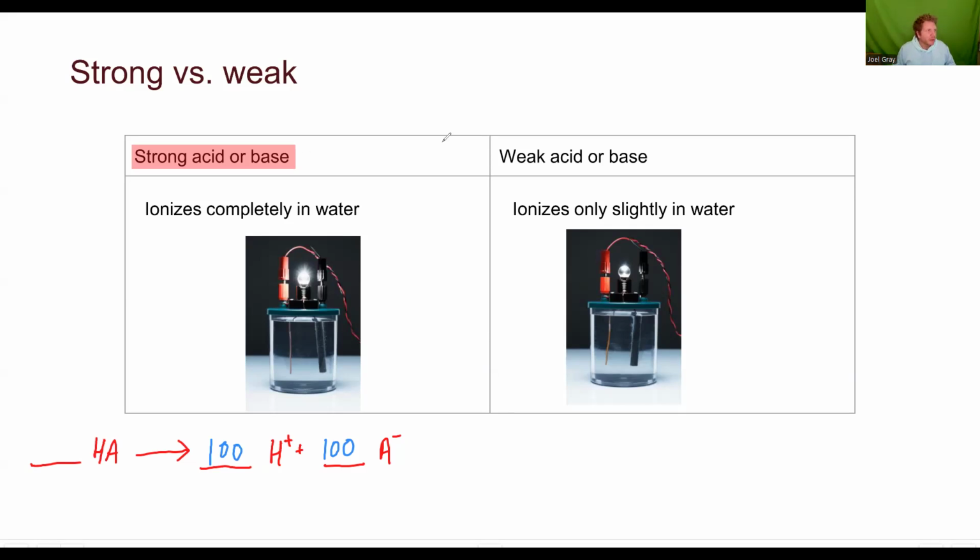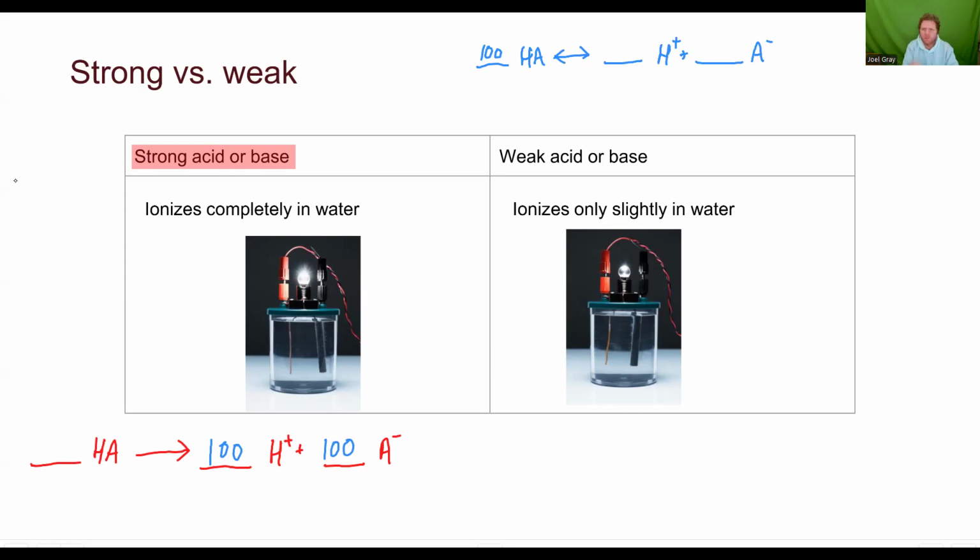Then we've got a weak acid or a weak base. So a weak acid, I'm going to label that also as HA. And here we've got 100 of this HA. These will not completely dissociate. Only about 10% of them will dissociate. Only about 10% of them will separate into H plus and A minus.